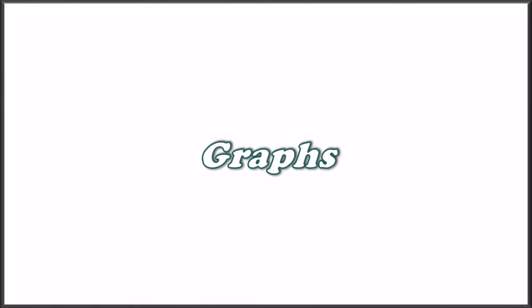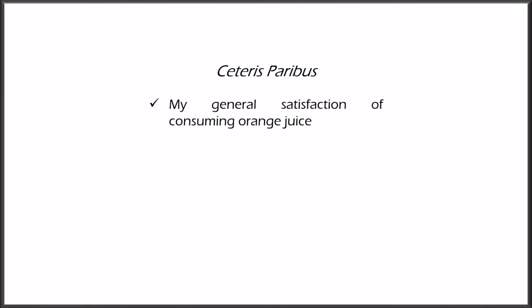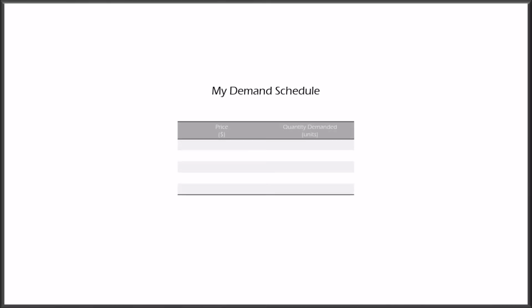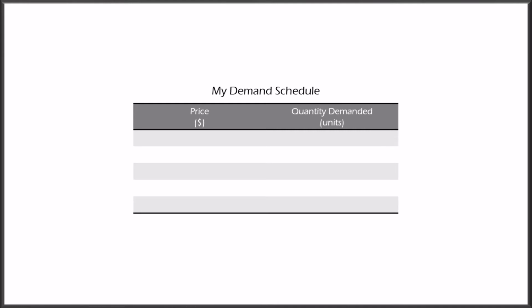Now, let's see how these concepts can be represented in graphs. Before we draw the demand curve, it's important to understand what is not changing. In our analysis, we assume that the following variables are constant: the general satisfaction of consuming the product, income of consumers, the price and preferences for related products, and expectations related to this product, amongst other things. Having removed external factors from our analysis, we can now form the demand schedule, which is a table of the different quantities demanded of that product at different prices.